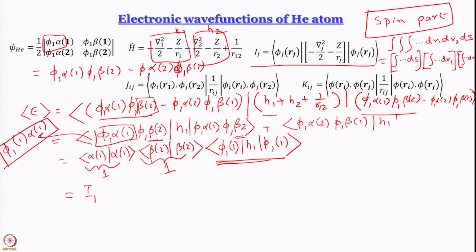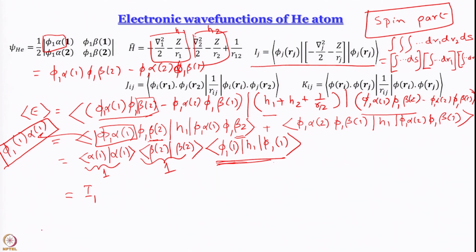H1, phi 1 alpha 2, phi 1 beta 1. I hope it is not very difficult to see that by similar treatment we are going to get I1 once again, right, because what do you have? You will have phi 1 1 H1 phi 1 1, same thing. Again you have alpha 2 alpha 2, that is 1, beta 1 beta 1, that is 1. So, again you will get I1 from there. Okay. So, you see how this integral I1 comes in the expression for energy.